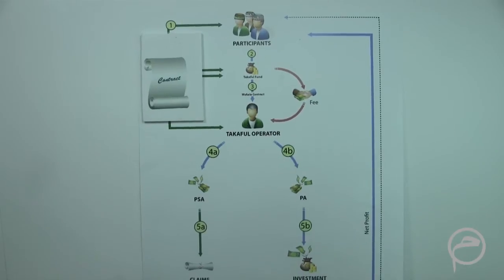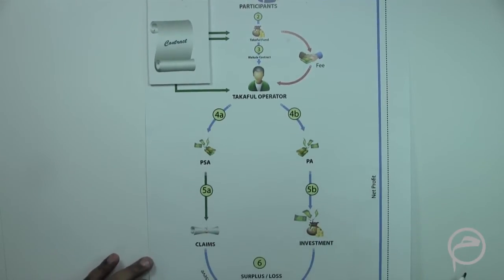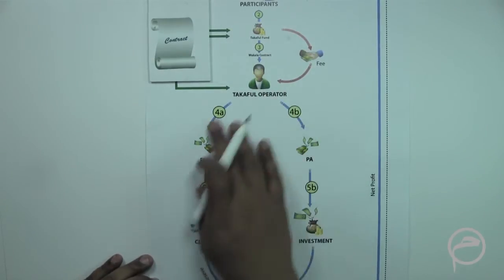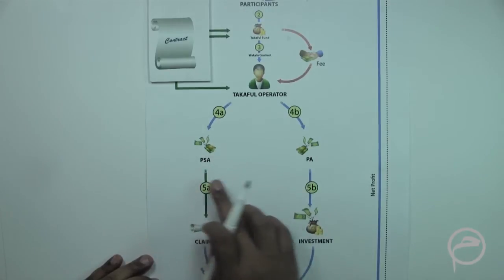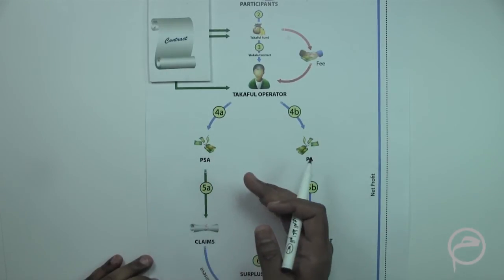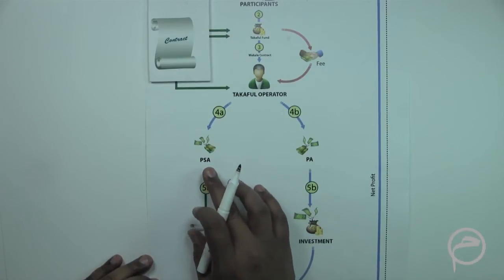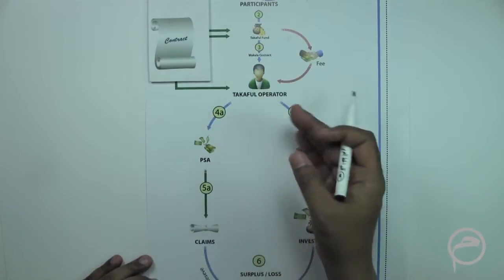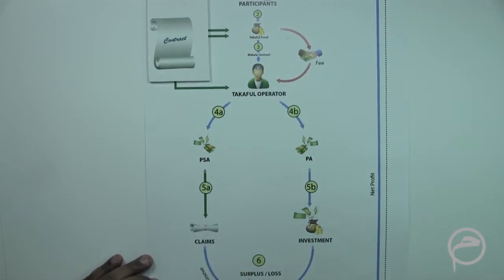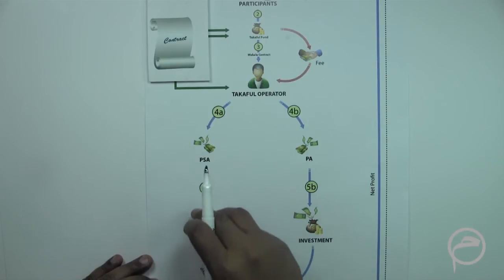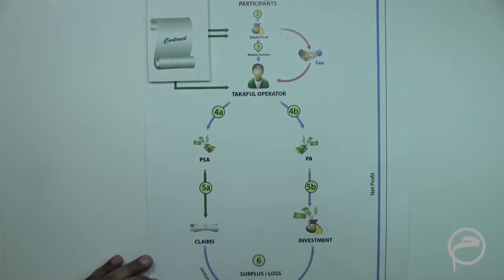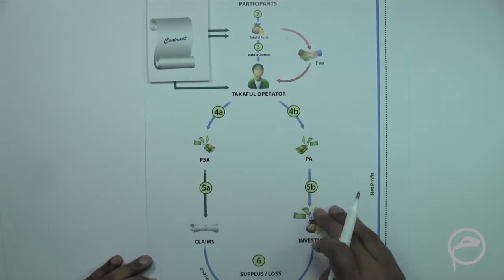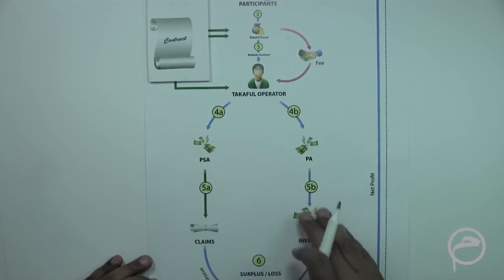Now what we see here is, again, the Takaful operator divides the Takaful fund into two portions, into two accounts. One is the PSA and the other is the PA. When we say PSA, this is called the participant special account, and from this account the claims of the participants are addressed. So if there are any claims, the liquidity of the funds available in the PSA is used to pay for those claims. The second account, which we are calling the participants account, is used to make investments in Sharia compliant businesses, right?